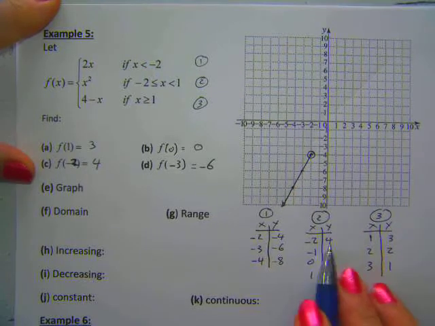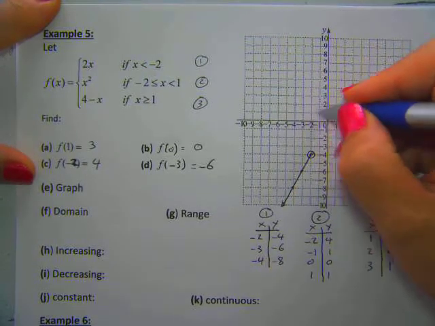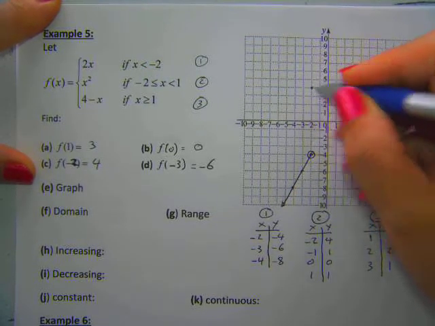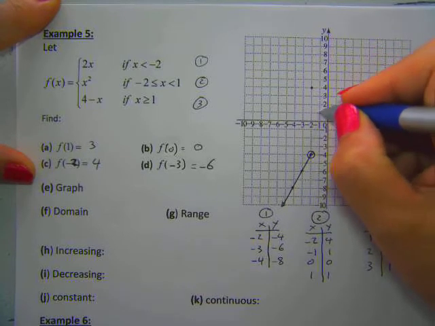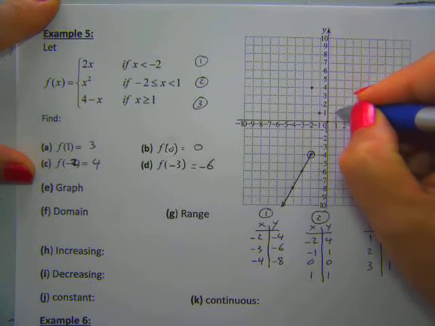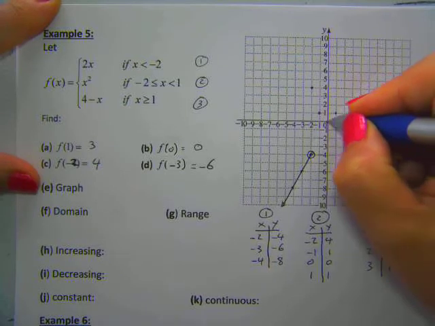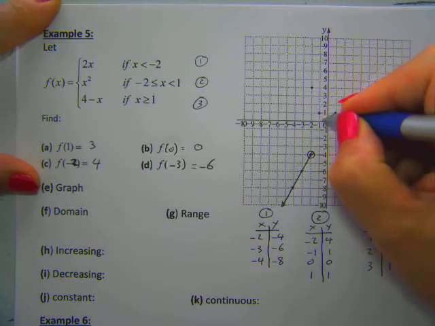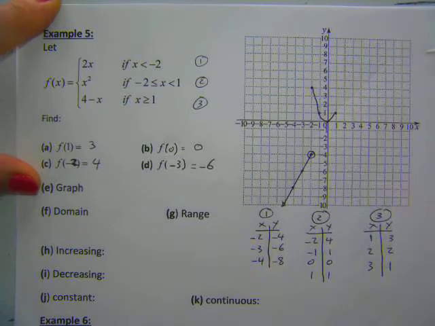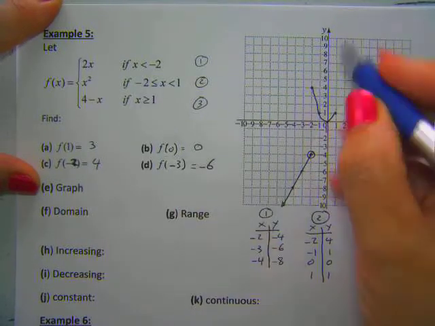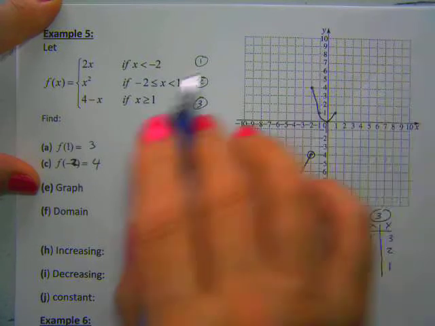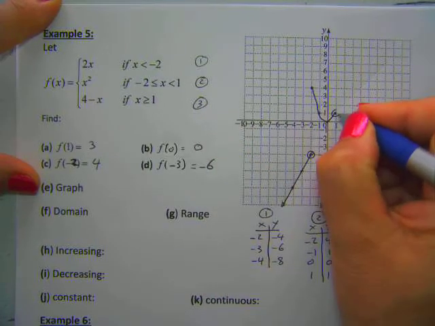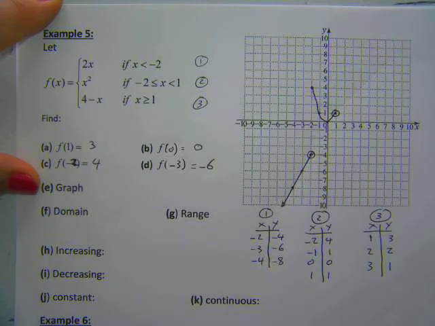Now let's do the x squared. Negative 2, 4, negative 1, 1, 0, 0, 1, 1. So it's a parabola, but not a full parabola. Be careful where you start and stop. The negative 2 is included, so that's the dark circle, and the 1 is not included, so you have to put a hole.